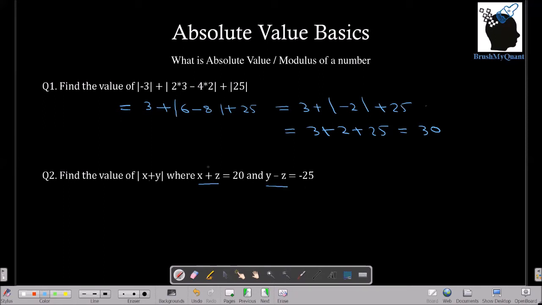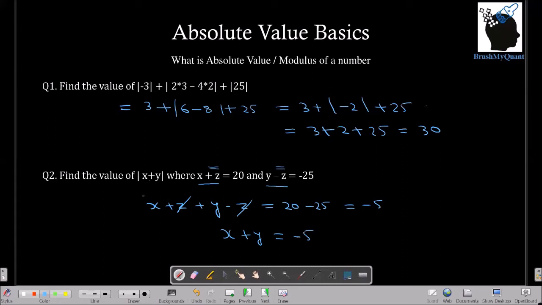If you notice, I'm adding z here and subtracting z here. So that means if I'm adding both the equations, I will get the value of x plus y. x plus z plus y minus z is equal to 20 minus 25, or minus 5, and z will cancel out here to give you x plus y is equal to minus 5.